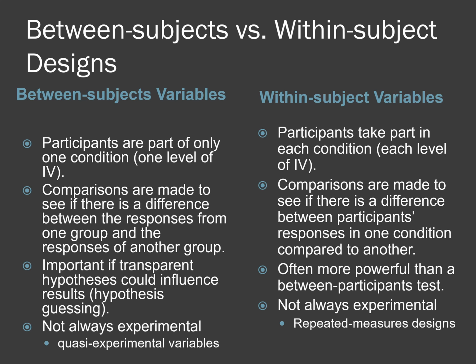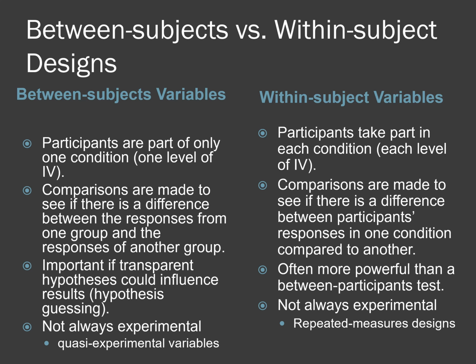The between subject variables are not always experimental. It could be a naturally occurring variable or a quasi-experimental variable. It could be something like sex, male or female, right? So that would be a between subjects variable, because generally speaking, a person would be classified as being either male or female, and not both. Of course, there may be some exceptions to that, but I'm speaking generally.